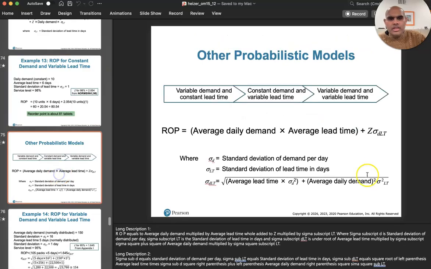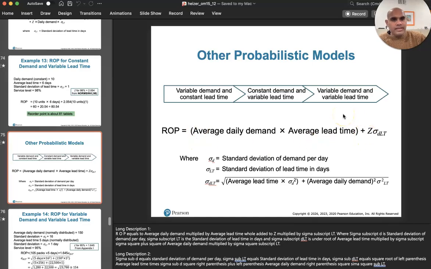Right. Now, the other probabilistic model. So the final model is where both lead time and the demand are variable, and this is the case that is most likely true in most real life cases. So then what you need to do is calculate the demand during lead time. You have to calculate the average demand during lead time, and the standard deviation of demand during lead time. Now the average demand during lead time is easy because you multiply the average daily demand with the average lead time. So look at the averages and just multiply the two numbers together, and you'll get the average demand during lead time. So if there was no variability, that would be your reorder point.